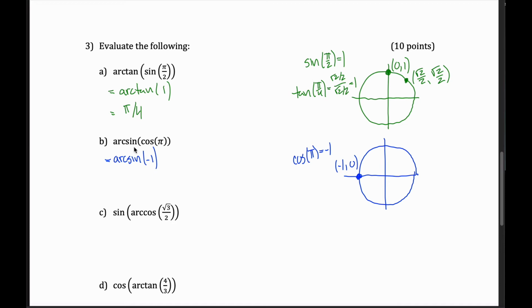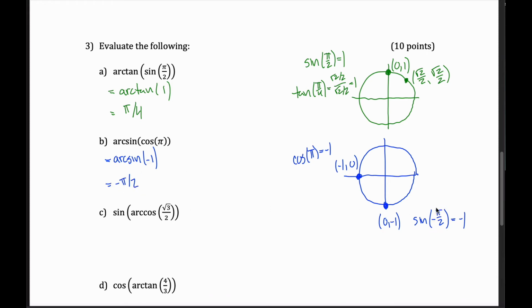The restriction on arcsine is basically the same as the restriction on arctangent in that I want to look for answers over here on the right side of my unit circle, so a value between negative pi over 2 and positive pi over 2. And now what I'm looking for is an angle in here so that the sine of that angle would be equal to negative 1. Well, let's see, the sine is the y coordinate, and where I have a y coordinate equal to negative 1 is down here. What I'm saying is the sine of negative pi over 2, this point right here, is equal to negative 1. So therefore, the arcsine of negative 1 is equal to negative pi over 2.